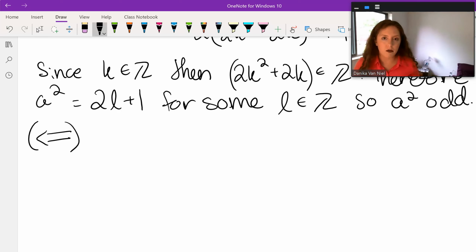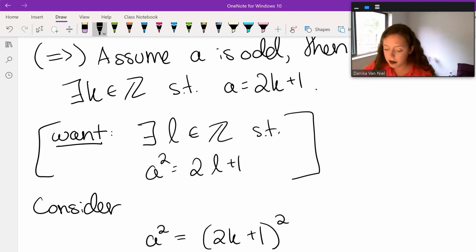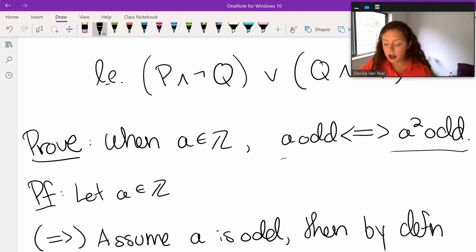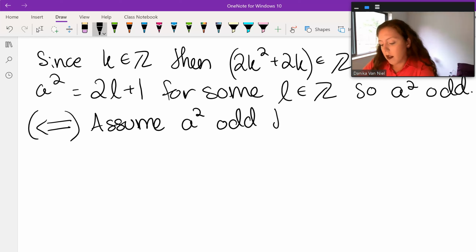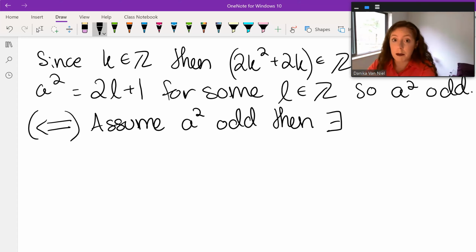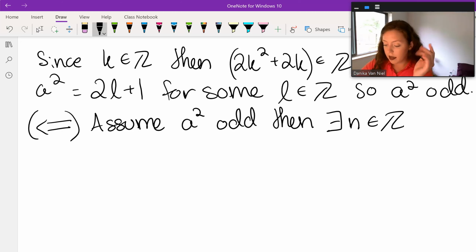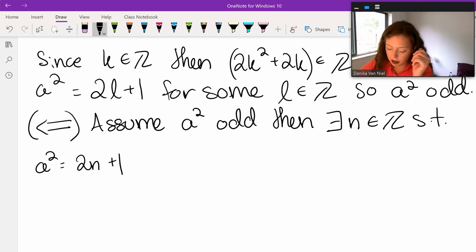And what I like about writing it like this is if we scroll up again, I know that I'm going to start with a squared is odd and then show that a must be odd. Okay? All right. Assume a squared is odd. Then there exists... So now I'm in a totally different part of my proof. I could use k again if I wanted to, right? So everybody knows, especially when you write it with parentheses and stuff, hey, I'm talking about something different now, okay? There exists, let's say, n in the integers such that a squared equals 2n plus 1.